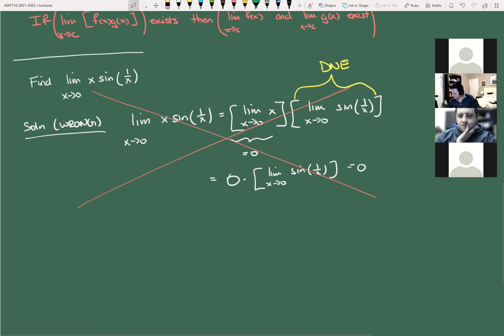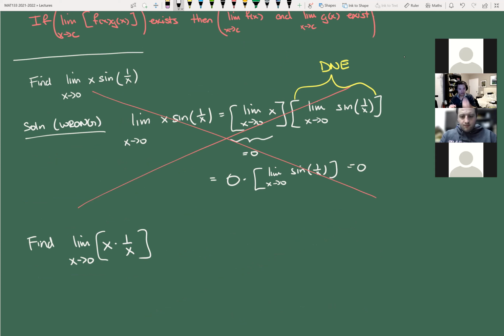Actually, here, maybe let me do another one. What if I said find the limit as x goes to 0 of x times 1 over x, right? Okay, so we know that number should be 1, right? We already did this example above. The x's will cancel each other out, and we get 1.